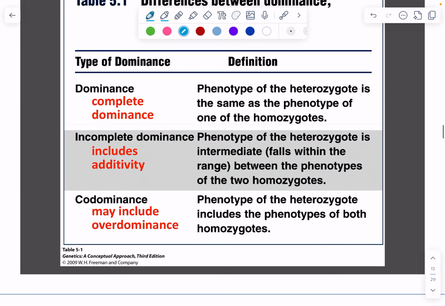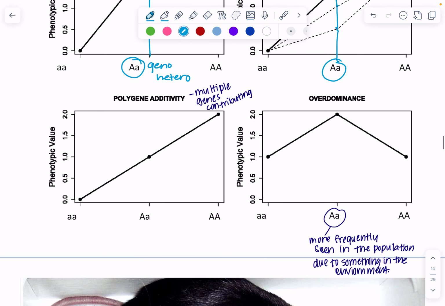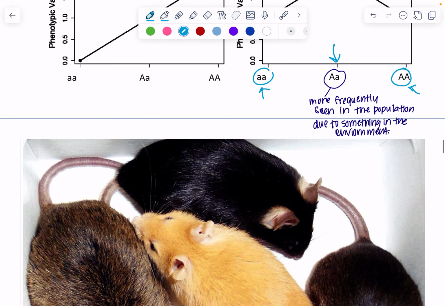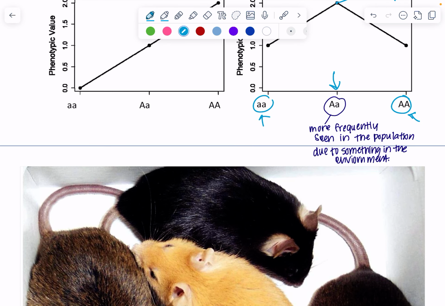Overdominance, this is the thing that's talking about sickle cell anemia and the malaria mosquitoes. This is showing you that the phenotypic value is actually higher in the population than either homozygote, recessive or dominant. So there's more of these in the population than the others. And that's what I say down here, more frequently seen in population, and that's caused by something in the environment. If the malaria mosquitoes are killing people with this, or if sickle cell is killing these people and mosquitoes are killing these people, then these people are going to live because they're immune to it. And they have enough regular cells to keep them out of anemia.